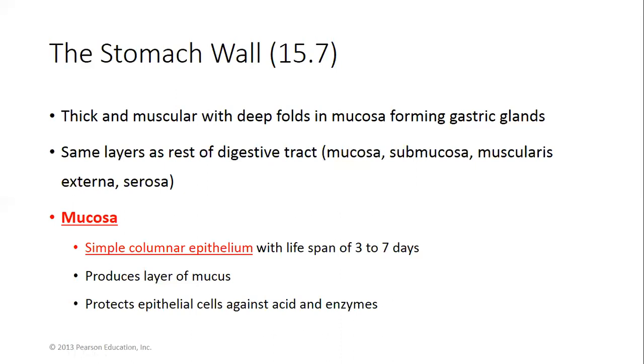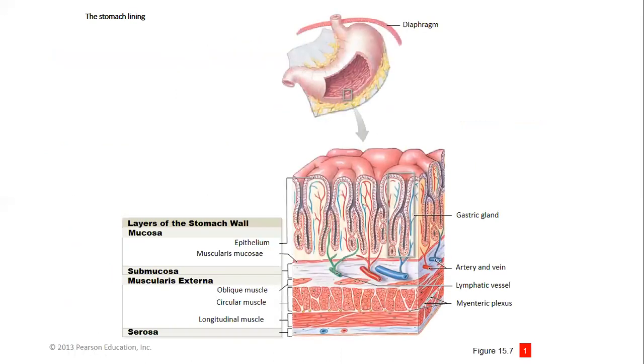So to prevent damage to the epithelial tissue that is regenerated constantly, there's mucus production, and that helps protect those cells against the acid and enzymes from being destroyed that are being produced there. And those enzymes and acid are being produced to break down food, but the mucus is there to protect the epithelial tissue so that it can continue to do its job and stay healthy. So there's a simple columnar epithelium, and the rugae, these big folds, right?